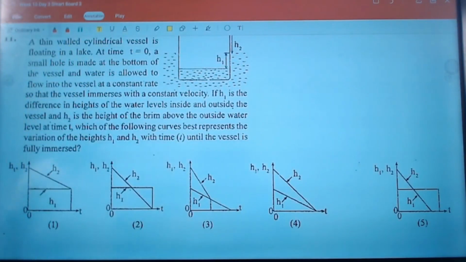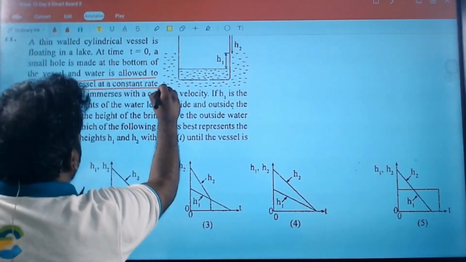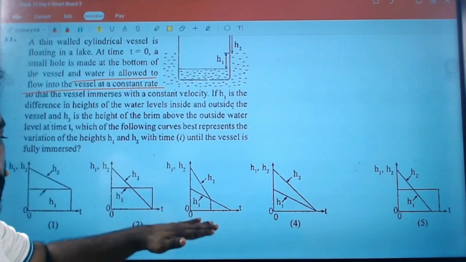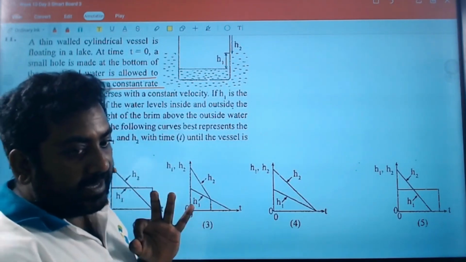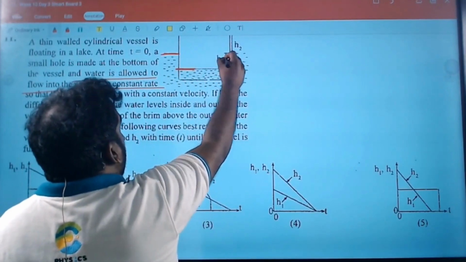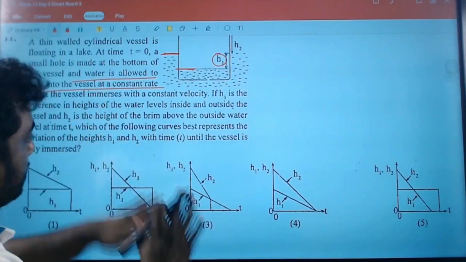Question number 11. A thin walled cylindrical vessel is floating in a lake. At time t equal to naught, a small hole is made at the bottom of the vessel and water is allowed to flow into the vessel at a constant rate. So the vessel immerses with constant velocity, going down with constant velocity. If h1 is the difference in height, listen to this very carefully. If the outer level and inner level height difference is constant, sinking will not take place. The moment h1 starts reducing, sinking will occur.